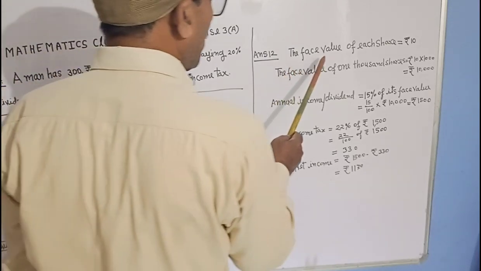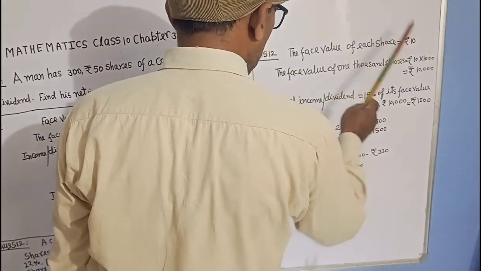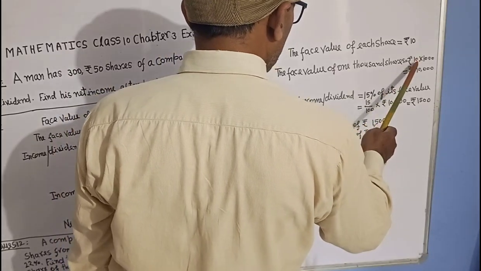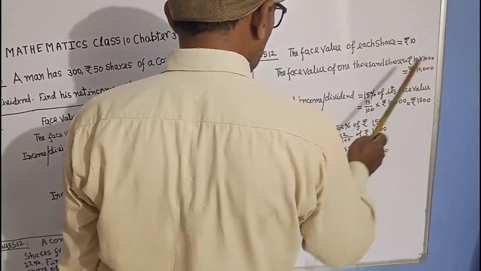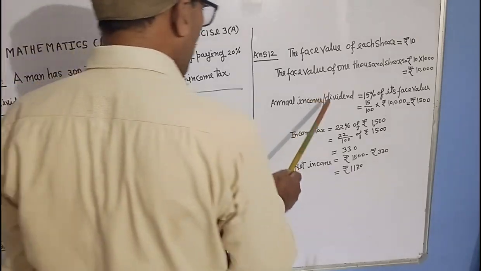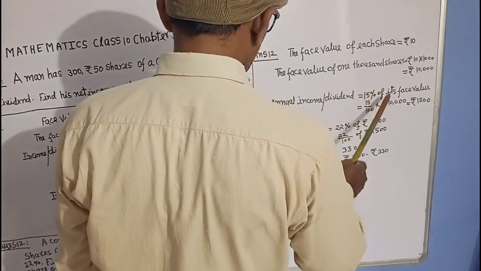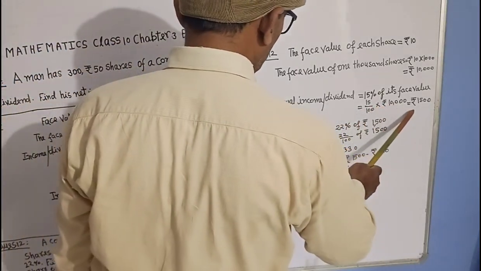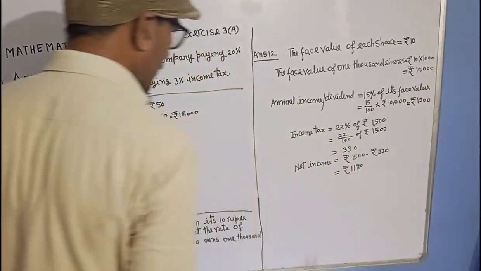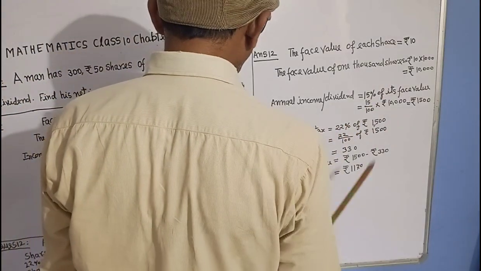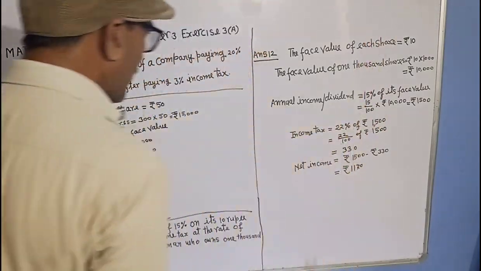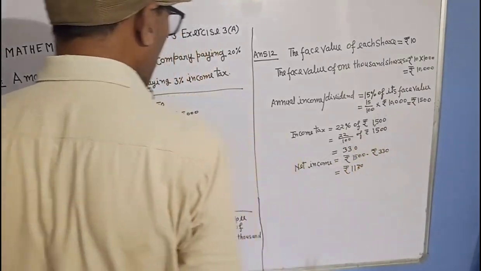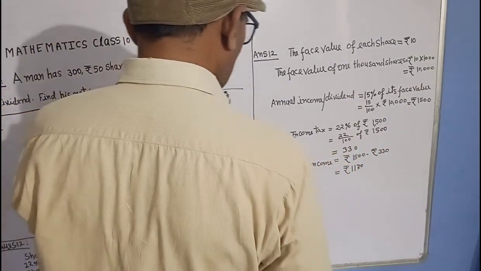Answer 12. The face value of each share is equal to rupees 10. The face value of 1,000 shares is equal to rupees 10 into 1,000, which is equal to rupees 10,000. Annual income or dividend is equal to 15% of its face value, equal to 15 by 100 into rupees 10,000, equal to rupees 1,500. Income tax is equal to 22% of rupees 1,500, equal to 22 by 100 of rupees 1,500, equal to rupees 330.